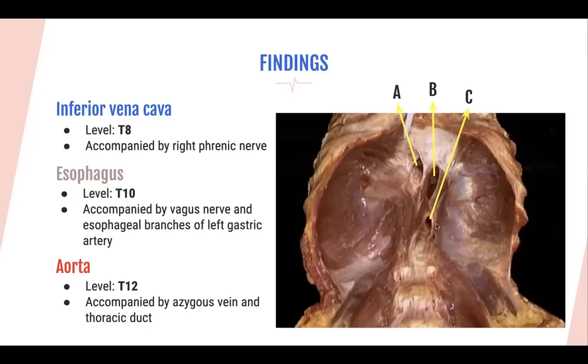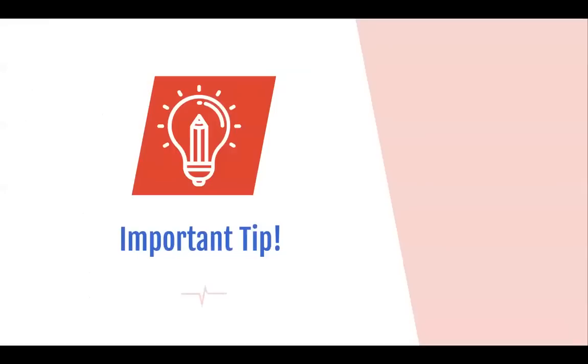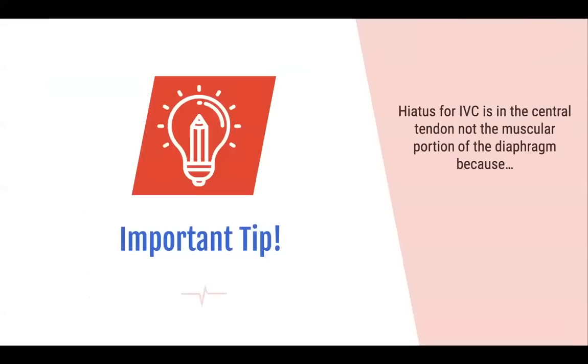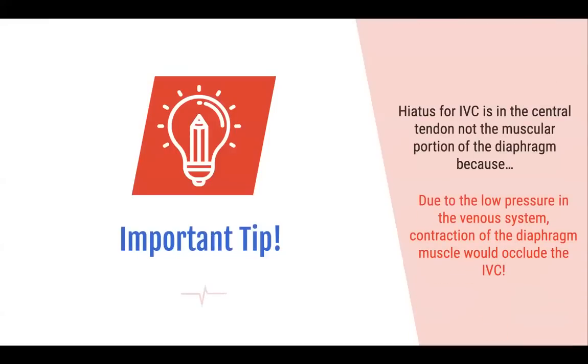Do you guys know what this thoracic duct is? It's a lymphatic. It's for lymphatic drainage. It drains most of the lymphatics on, if I'm not mistaken, the right side of your body. Okay, but this is an important tip. I think I asked you this already about the IVC and why it's in the central tendon.